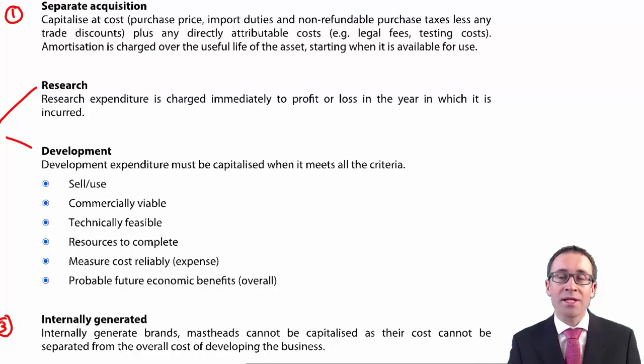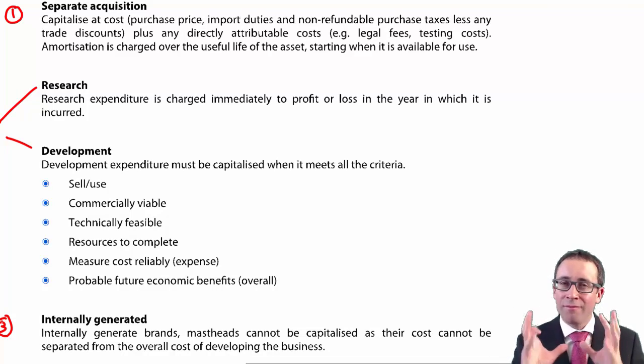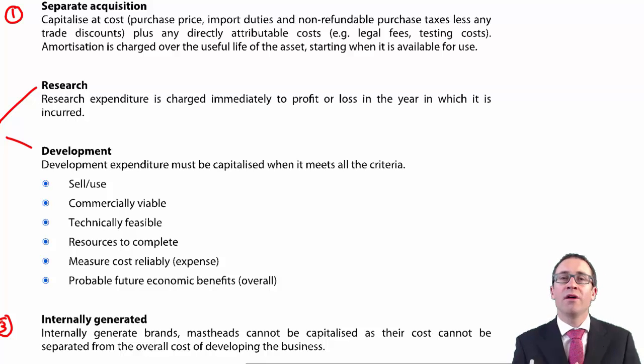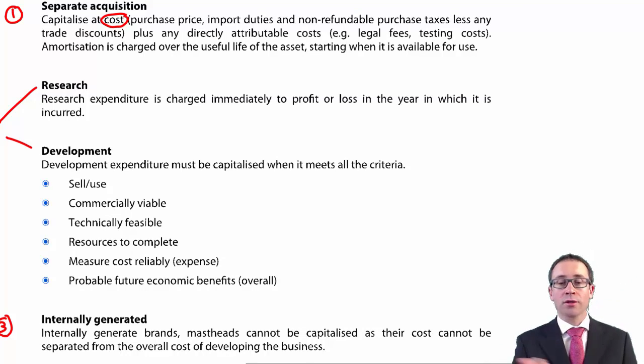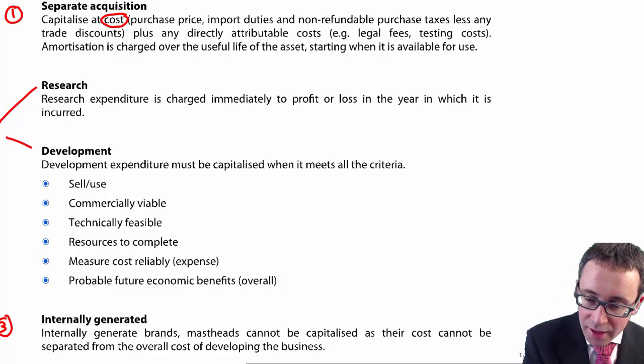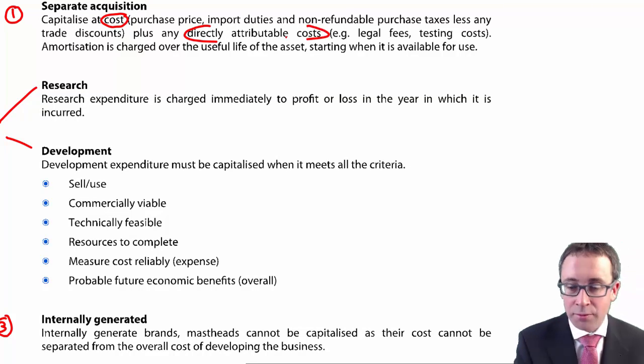Okay. So separate acquisition, you purchase an intangible asset, whether that's a patent, whether that is a license. It pretty much follows the accounting treatment that you have from property, plant and equipment in terms of your initial recognition, because all you do there is capitalize it at cost. So again, you've got your purchase price, import duties. It's unlikely you'll tend to import patents and licenses, but just in case, and non-refundable purchase taxes, less any trade discounts. Again, unlikely to get any trade discounts, but you get the idea.